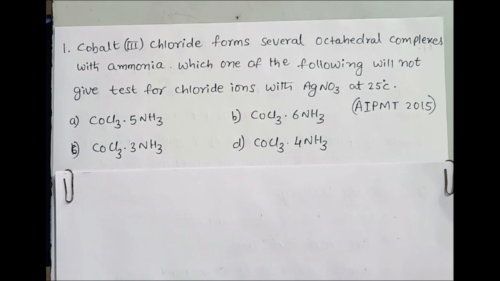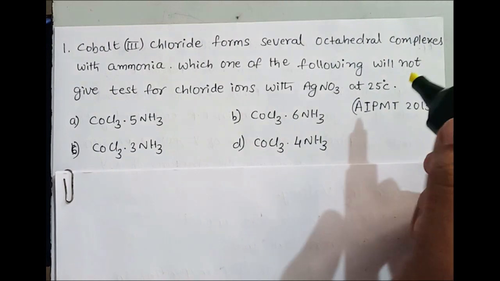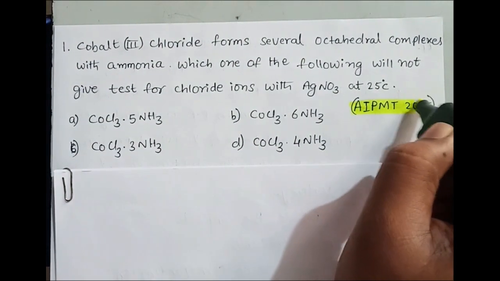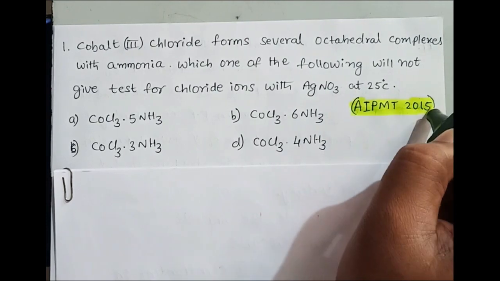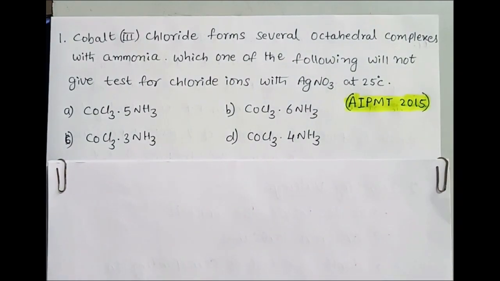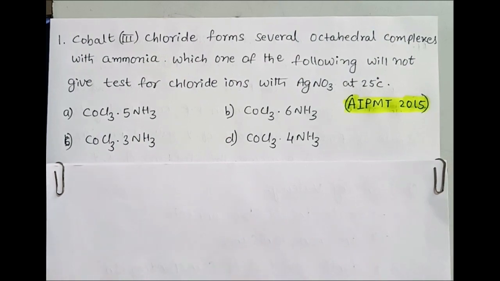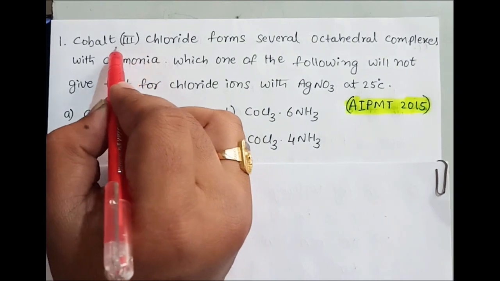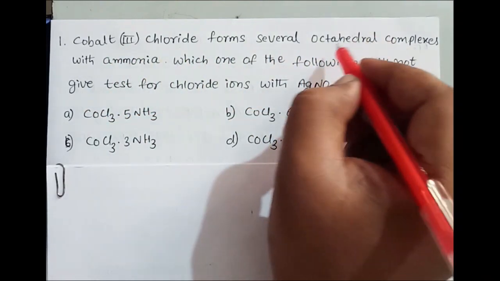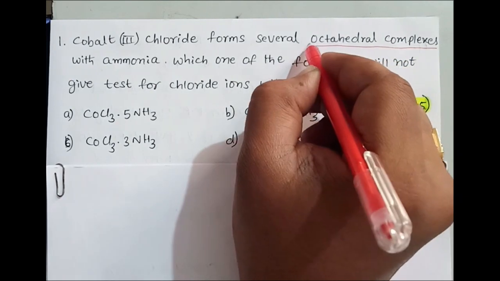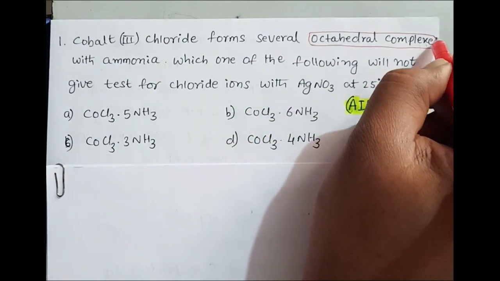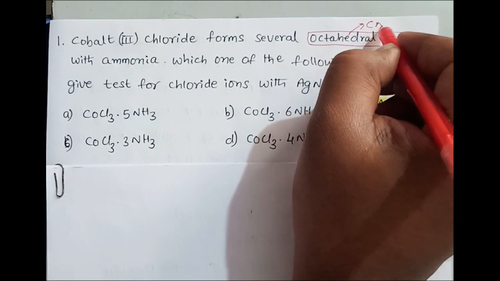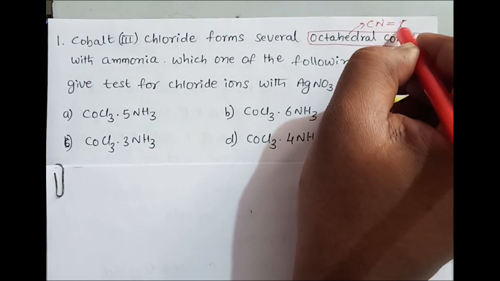Yes students, now we have studied Werner's theory. Now some questions based on Werner's theory are here. This question was asked in AIPMT 2015, which means the NEET exam. Right now we call it the NEET exam, and in olden days it was the AIPMT exam. You see what is asked. Cobalt chloride, in which cobalt has oxidation number 3, forms several octahedral complexes. Octahedral complex means the coordination number should be 6.